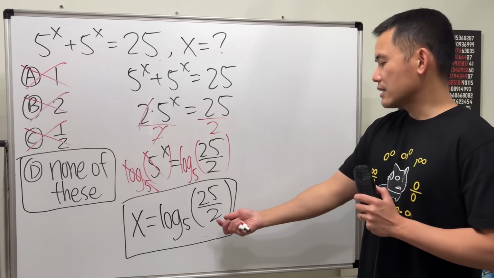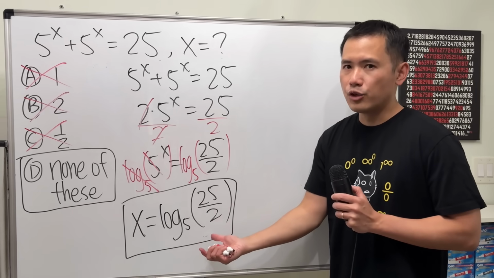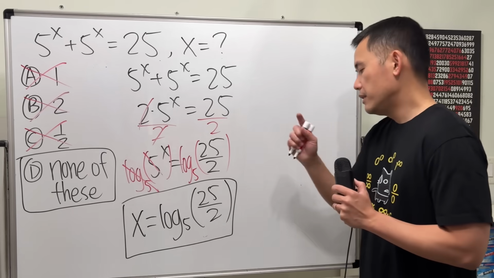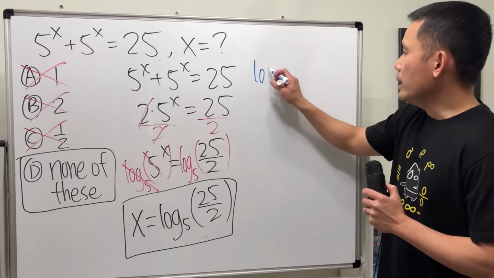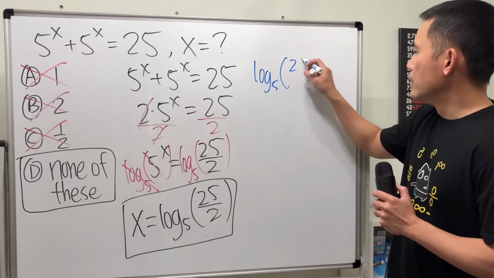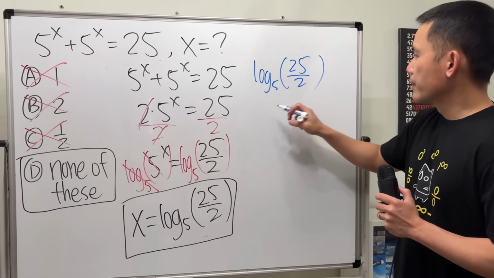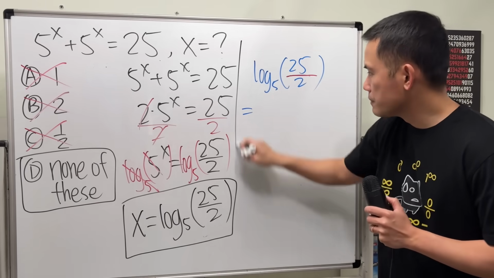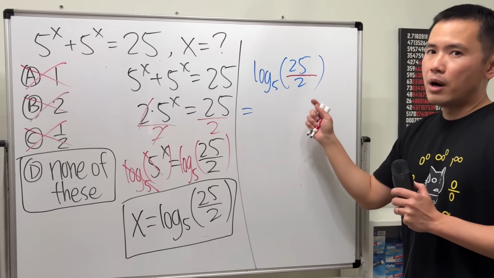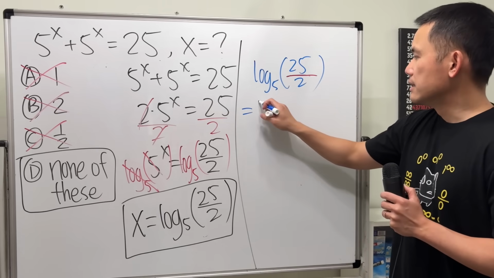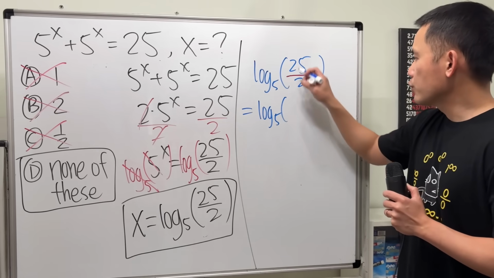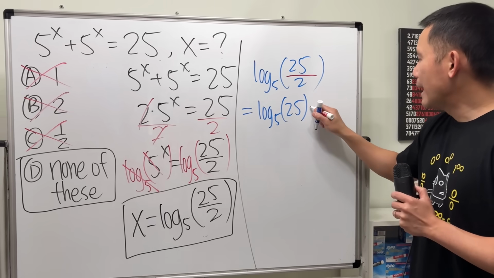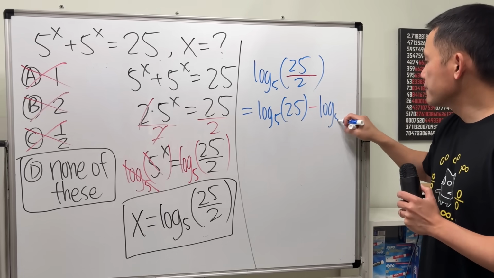You can just leave it like that, where you just have one single logarithm, which is totally perfect. And of course, sometimes notice we can simplify this a little bit. If you want to do so, this is how. When we have log base 5 of 25 over 2, notice we have a division on the inside. So we can break it apart as a subtraction. This is log base 5 of 25 minus log base 5 of 2.